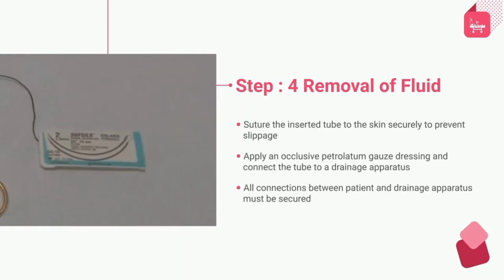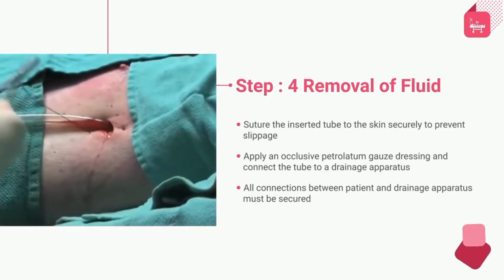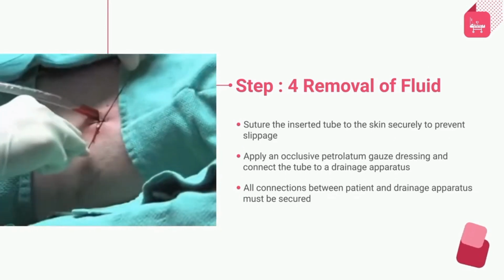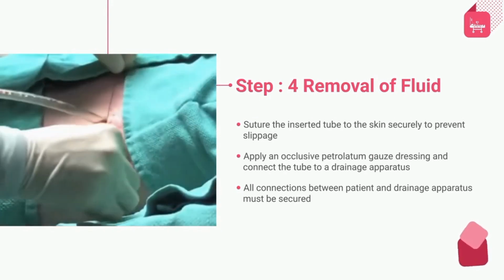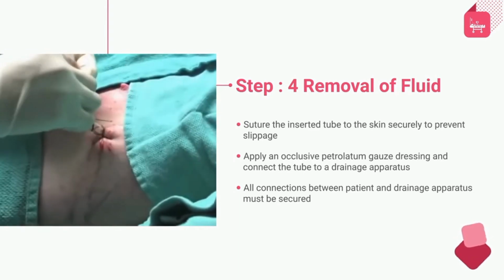Step 4. Removal of fluid. Suture the inserted tube to the skin securely to prevent slippage. Use a simple suture to anchor the tube, or use a horizontal mattress suture to allow the hole to be tied closed while removing the tube.